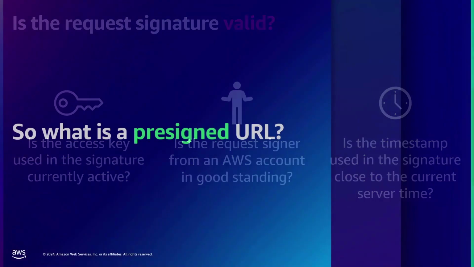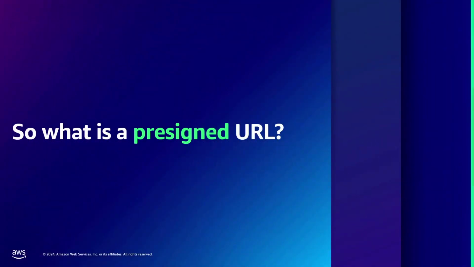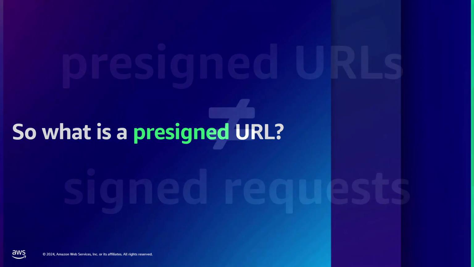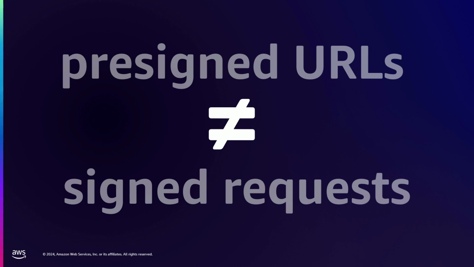So the next question is, what is a pre-signed URL? I want to address one of the biggest misconceptions about pre-signed URLs first. Pre-signed URLs are not just signed requests with some timestamp in the future. We see this a lot. People say, I'm going to create a pre-signed URL for a DynamoDB call, or I'm going to create a pre-signed URL for Elastic Container Service. And those services don't offer pre-signed URLs. You can sign requests ahead of time. But with pre-signed URLs, that's specifically an S3 feature. It's different in two significant ways.